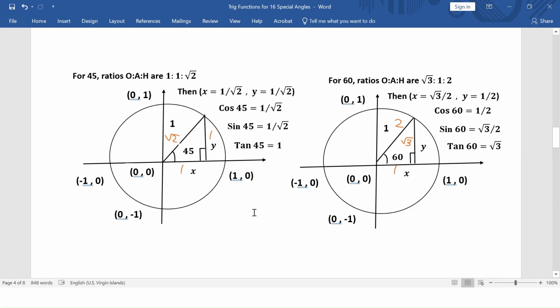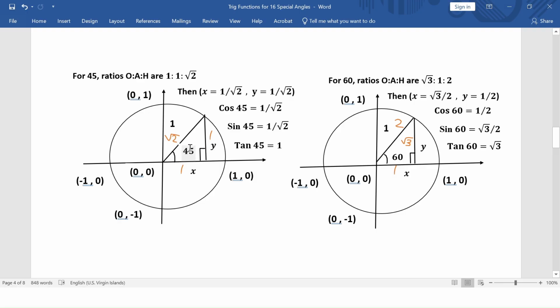Yeah, it's fine. So now for 45 degrees, the ratio must be 1 to 1 to root 2. Why? Because this must be isosceles. If this is 90 and this is 45, the base angles of the isosceles triangle mean this one will also be 45. So the sides are 1 to 1, and by the Pythagoras theorem, when we square 1 and 1 and add, it will be 2, because 1 squared is 1 and 1 squared is 1. Then the hypotenuse will be the square root of the sum of squares, which is square root of 2.